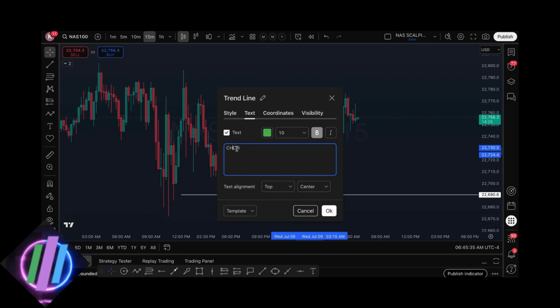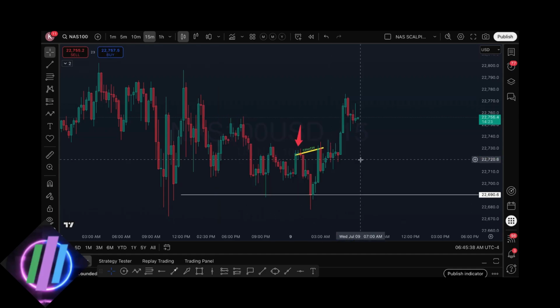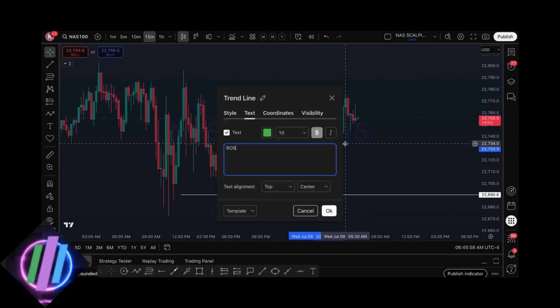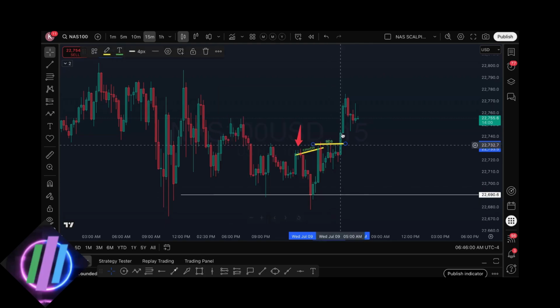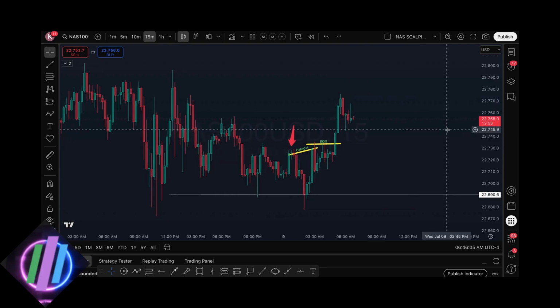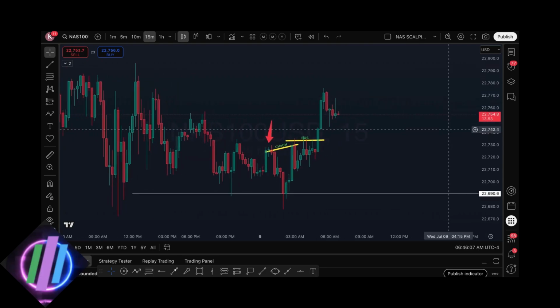And with that said, does that confirm a bias? No, all it confirms is that you need to be cautious. What confirms the bias again is the continuation of upward action and the break of structure. That's what confirms your bias. Okay?